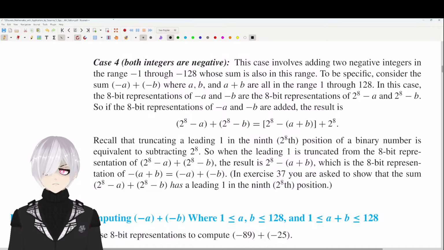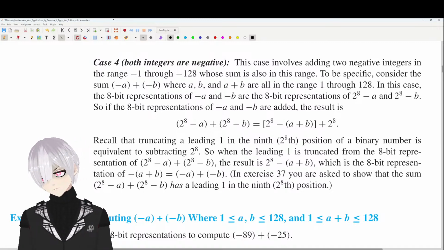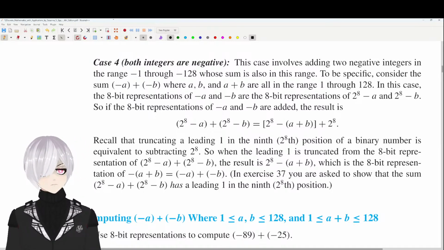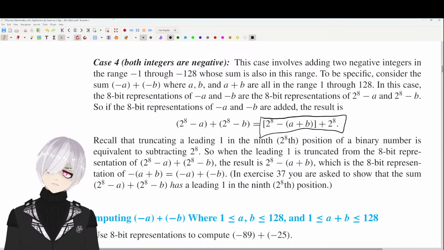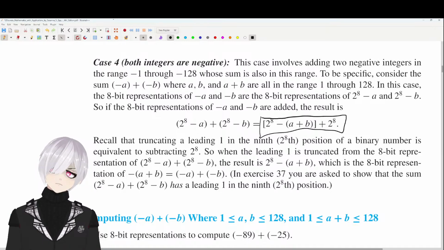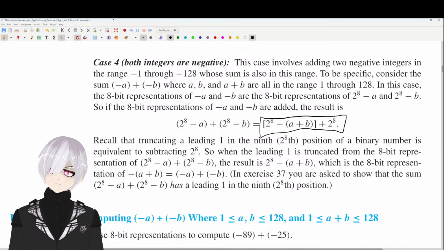Oh yeah, so to prove it, we have 2 to the 8th minus (a plus b) plus 2 to the 8th, and we want to show that if we put that in binary, we'd have a leading 1 in the 2 to the 8th position. Wait a second. Are you starting from here? You said 2 to the 8th minus (a plus b) plus 2 to the 8th. Yeah, because that's equal.